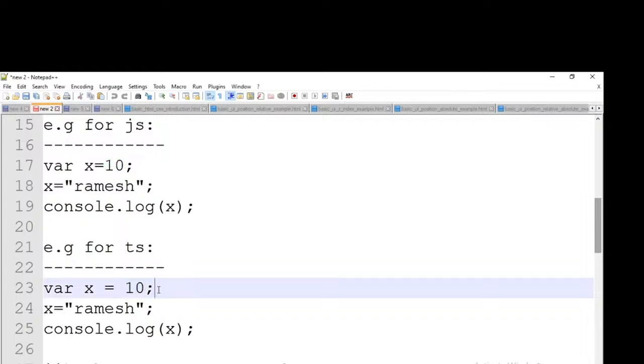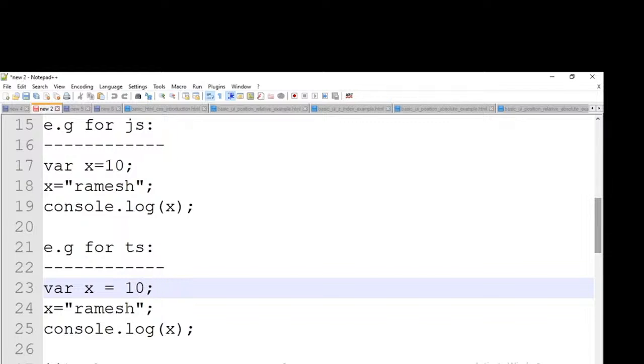That is the advantage of TypeScript. If you assign the data type, it's okay. If you don't assign it, it depends upon the first value to assign the data type. So what is the first value here? 10. 10 means what? Number. So automatically X becomes the number data type. Then every time you want to modify the value, it should be a number only.